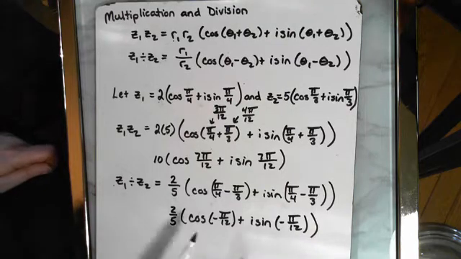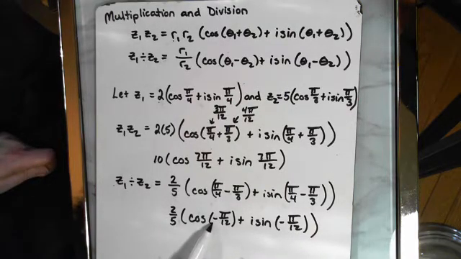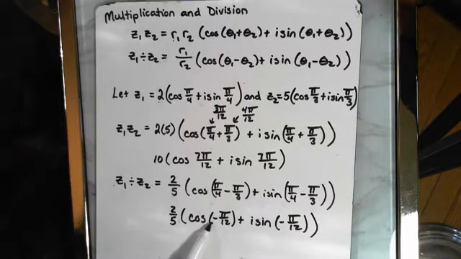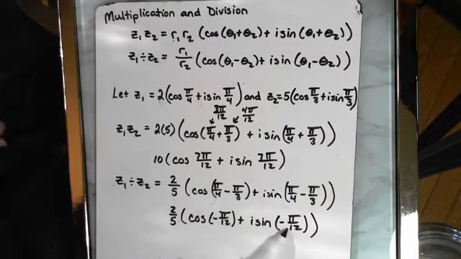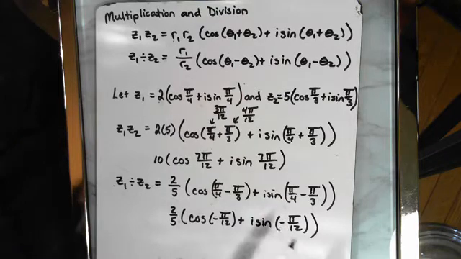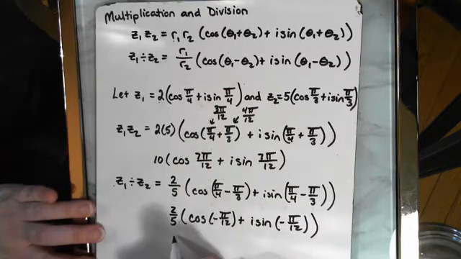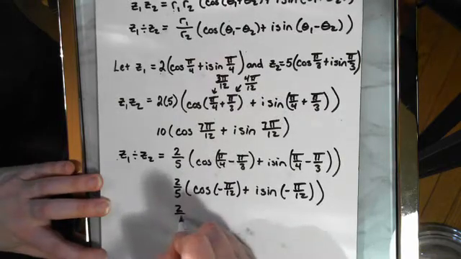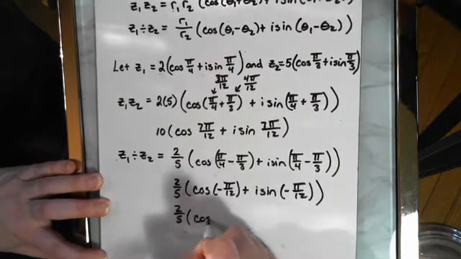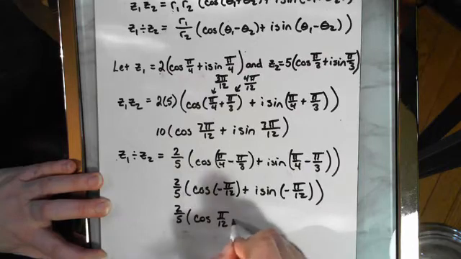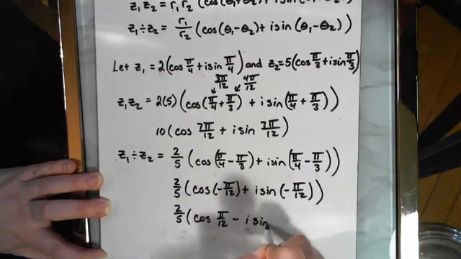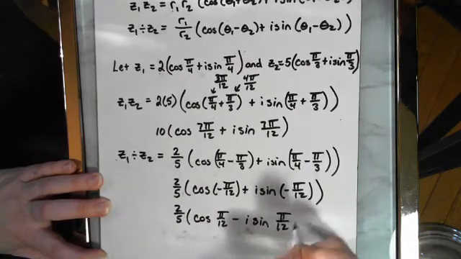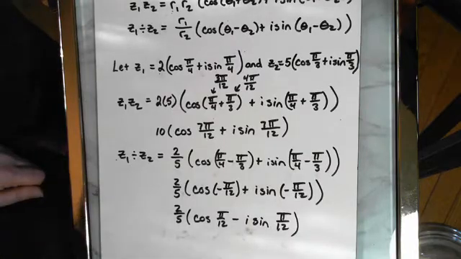Now you may remember the even-odd identities tell me that this negative sign doesn't make a difference on the cosine, so I can just erase that. But on the sine, it would make a difference. So I'm just going to use my even-odd properties to take this negative and move it to the front of the sine. So this becomes 2/5 times the cosine of pi over 12 minus i sine of pi over 12. And that was just my even-odd identities.